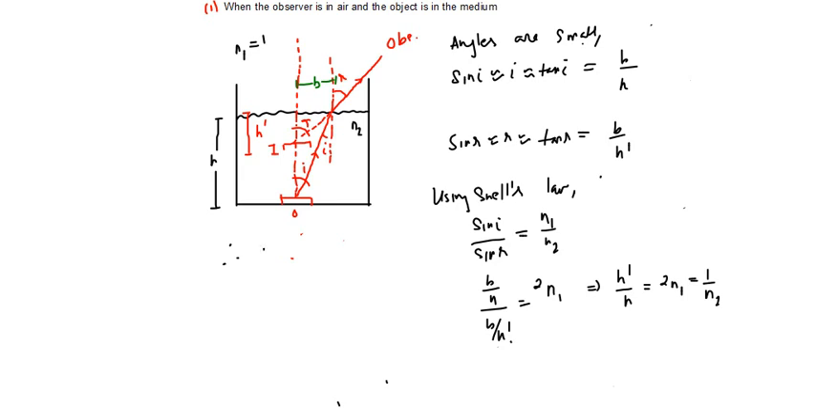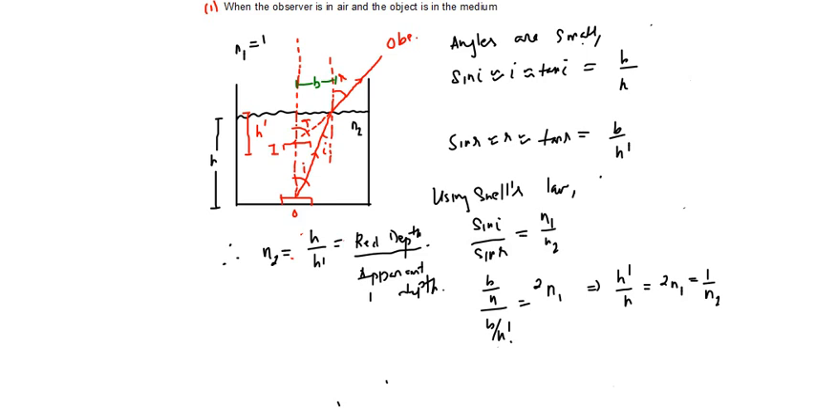N2 is equal to H by H dash, that is, real depth by apparent depth.